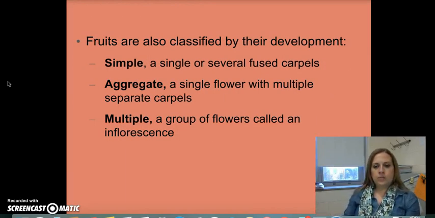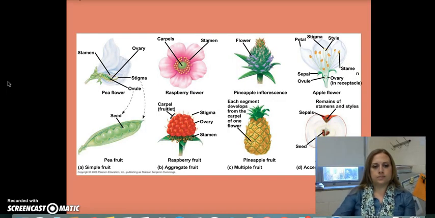Fruits are classified by their development. A simple fruit is going to be a single or several fused carpels. An aggregate fruit would be a single flower with multiple separate carpels. And then a multiple fruit would be a group of flowers called an inflorescence.